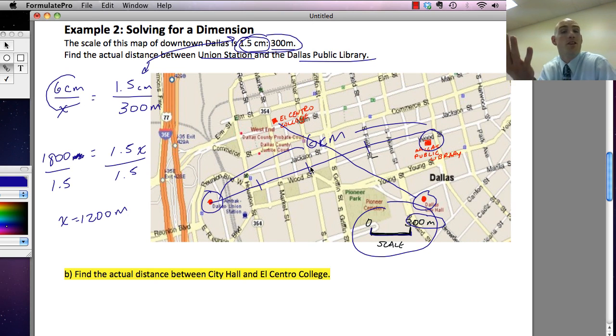Okay? So that's indirect measurement. And like you saw in the video, sometimes we have to have indirect measurement to measure some of these trickier proportions.